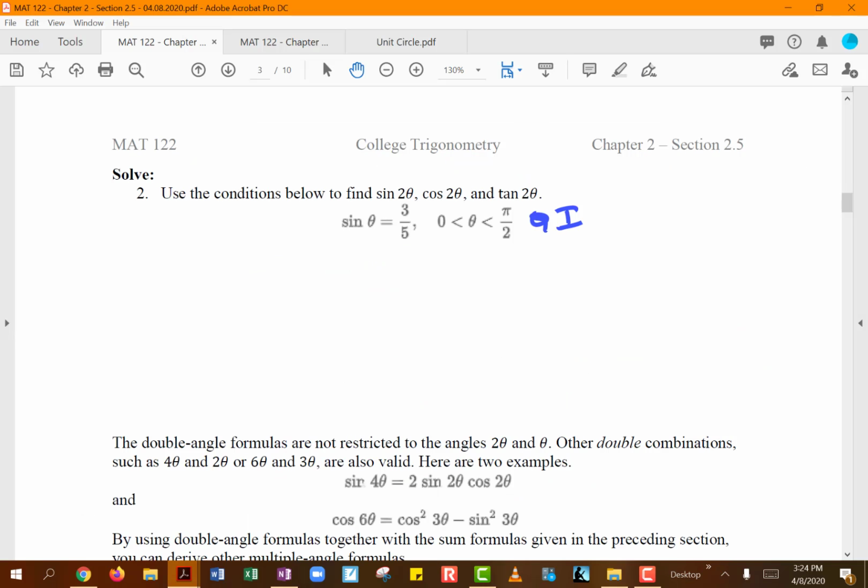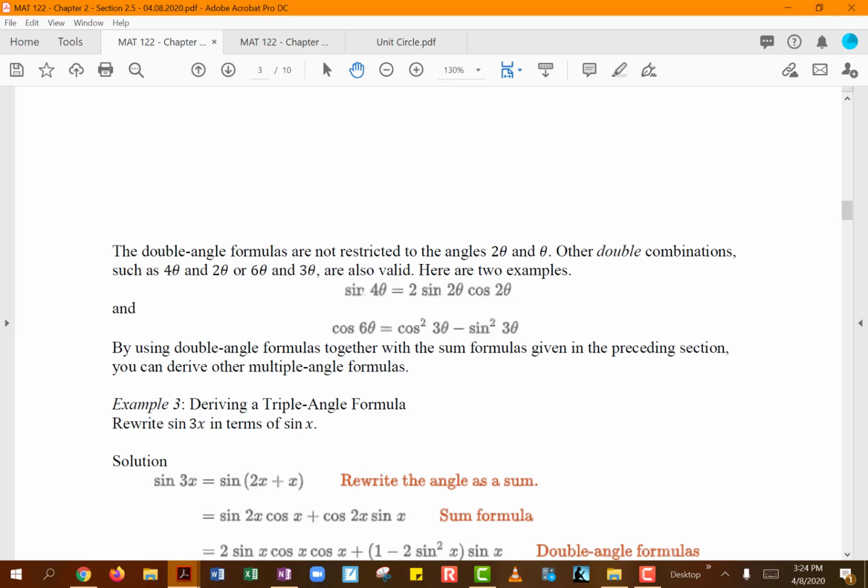Now they're talking about double angle formulas are not restricted only to angles that are 2 theta and theta. You can have other double combinations. So you can break these down with 4 theta and 2 theta. You can also do these double angle formulas with 6 theta and 3 theta.